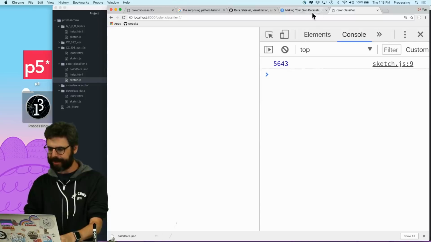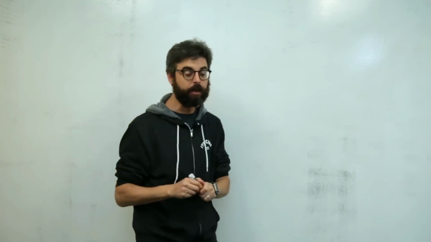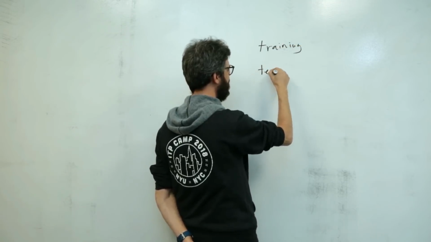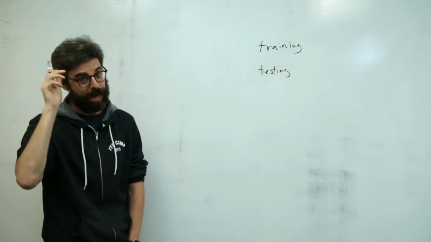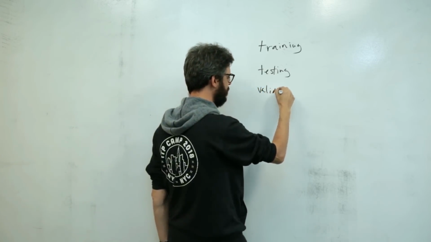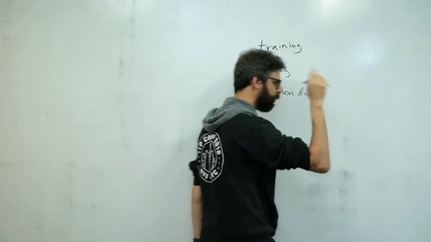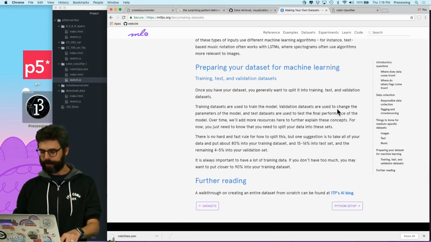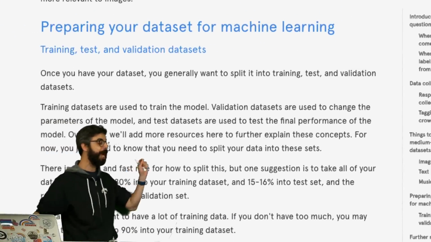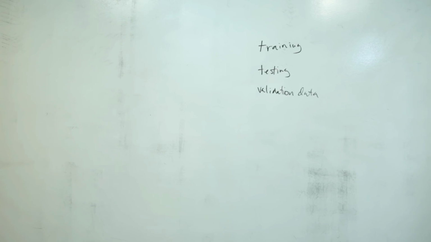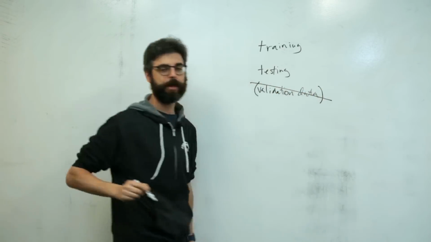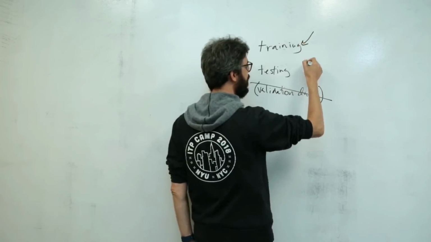If we come back to this page that I was referencing, if I'm going to build a classifier, the way I'm going to do this is by having training data and testing data. Now, there is also something called validation data. Let's look back at this web page. Training data set is used to train the model. Validation data sets are used to change the parameters of the model. So for the purpose of this video, I'm going to simplify by not worrying about validation data, and I am just going to use training data and testing data.